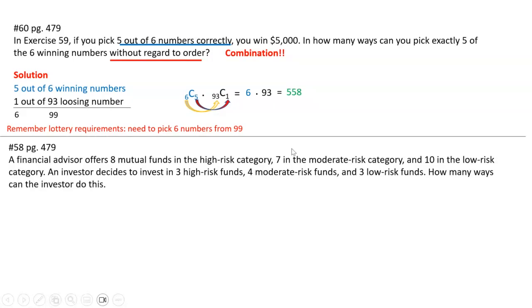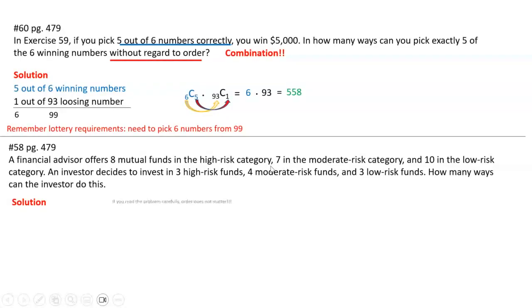Now, I believe this is the last problem for this workshop. It says a financial advisor offers 8 mutual funds in the high risk category, 7 in the moderate risk category, and 10 in the low risk category. An investor decides to invest in 3 high risk funds, 4 moderate risk funds, and 3 low risk funds. How many ways can the investor do this?